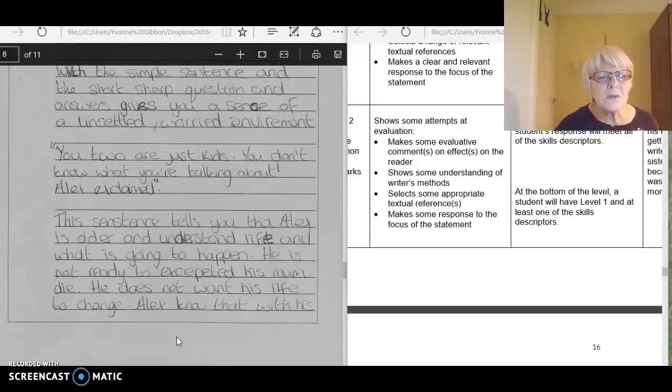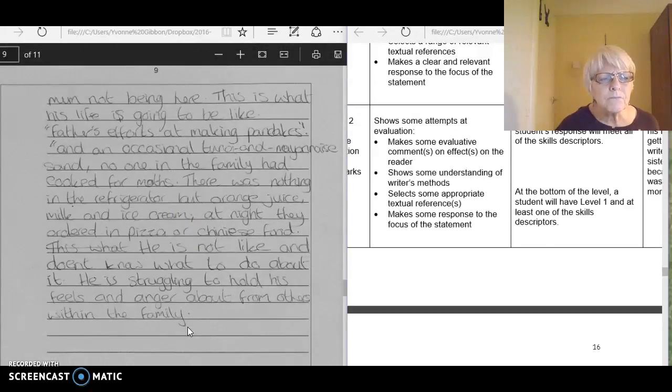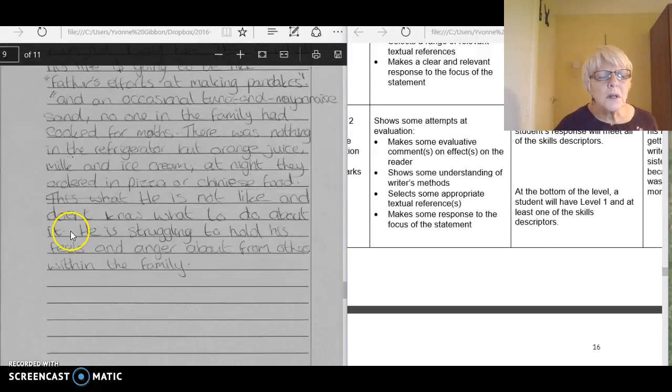He's not ready to accept that his mum's going to die. He doesn't want life to change. And you've summed it up with he's struggling to hold his feelings and anger about the mum from the others within the family.